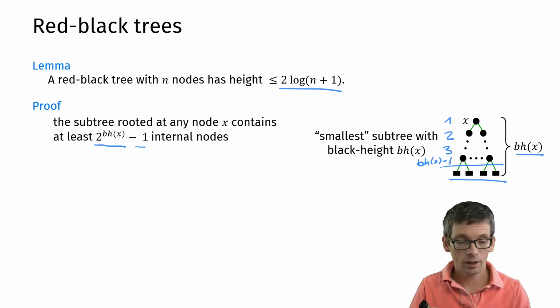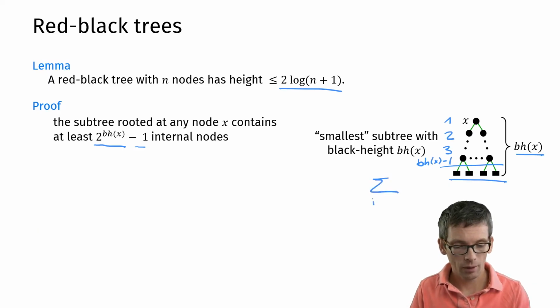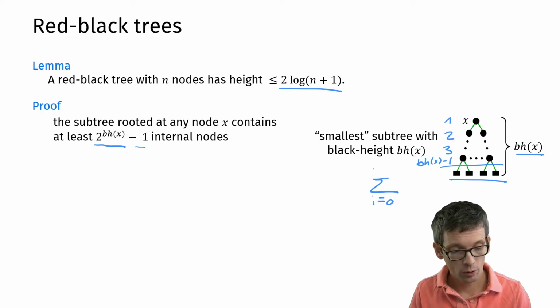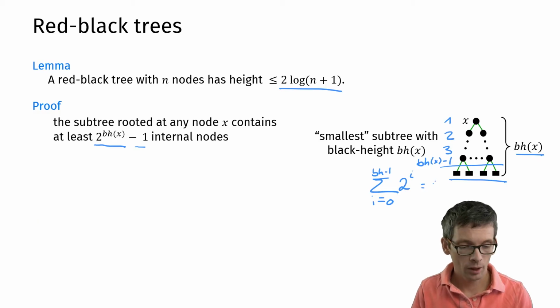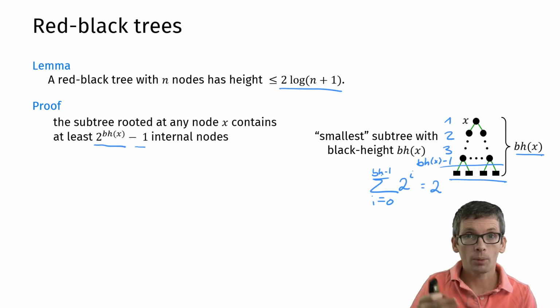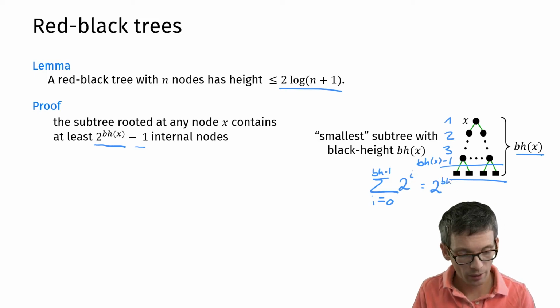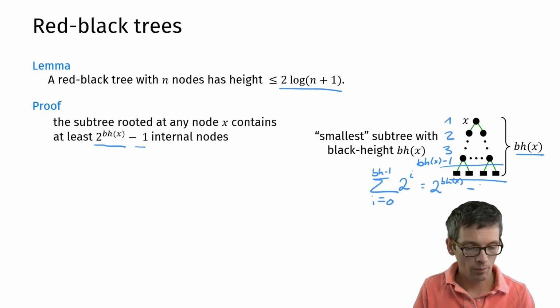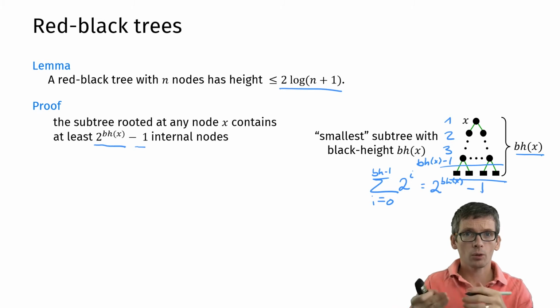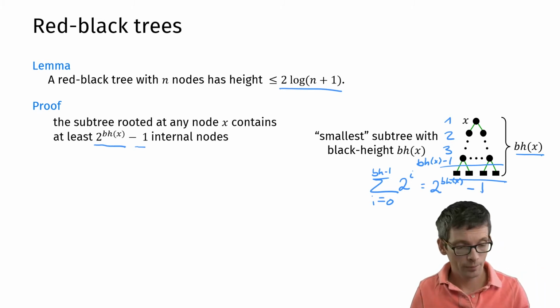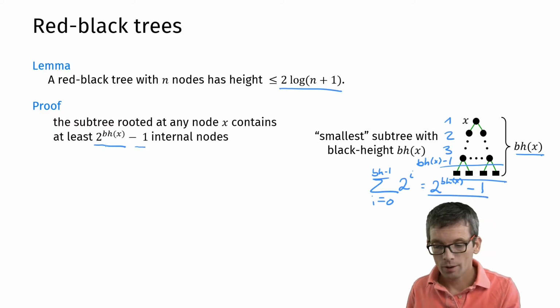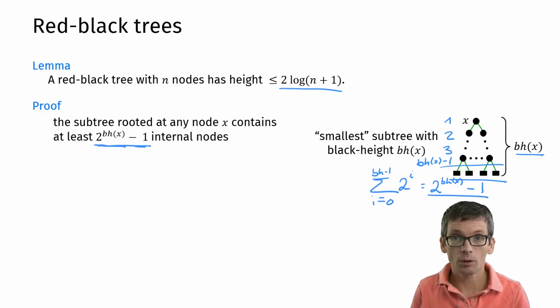If I take the sum, i from 0 to black height minus 1, of 2 to the i, then this gives me, we have a geometric series, 2 to the black height minus 1 plus 1, so that's simply 2 to the black height of x minus 1. So for instance, 1 plus 2 plus 4 is 7, which is 8 minus 1. So that's what's going on here, and that is this bound over here.